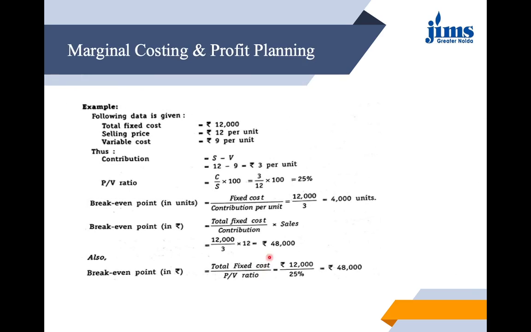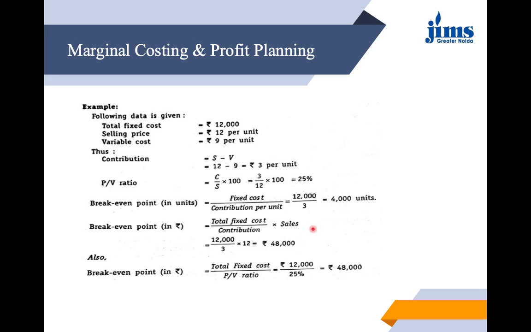Let us see the data. Total fixed cost is 12,000, selling price is rupees 12 per unit, variable cost is rupees 9 per unit. So contribution can be easily found out. That is your selling price minus the variable cost, that is coming out as rupees 3 per unit. We can find out the PV ratio from here. We can see contribution upon your selling price into 100. So 3 upon 12 into 100 gives you 25%. Break-even point in units, we can calculate fixed cost upon the contribution per unit is 4,000 units.